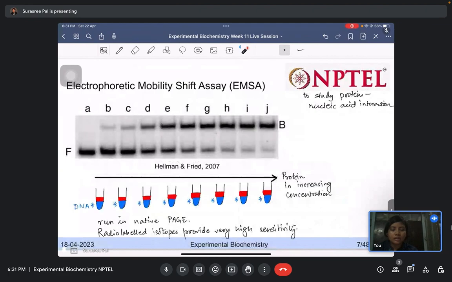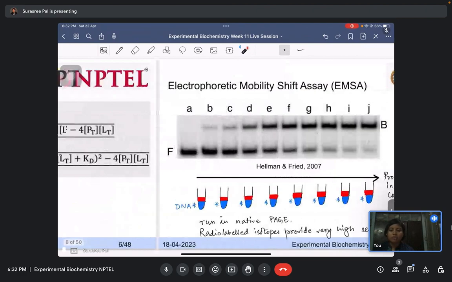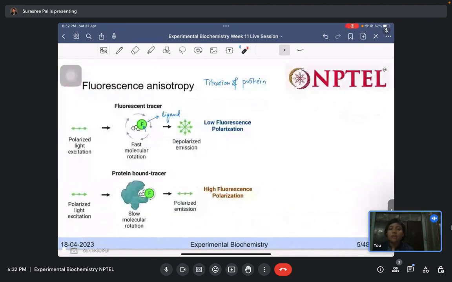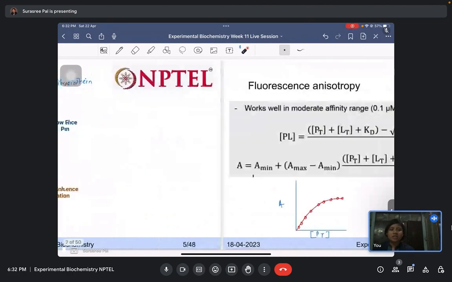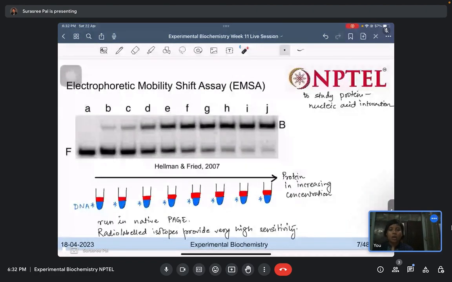Now we will move on to the next experiment, which is the Electrophoretic Mobility Shift Assay, or EMSA. EMSA is performed to study protein nucleic acid interaction. In the case of fluorescence anisotropy, this could have been interaction between protein and DNA, or between protein and small molecule. Many types of interactions can be observed and determined by fluorescence anisotropy, whereas the electrophoretic mobility shift assay is an assay to study the protein nucleic acid interaction.